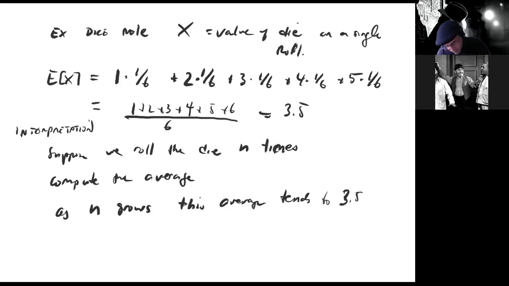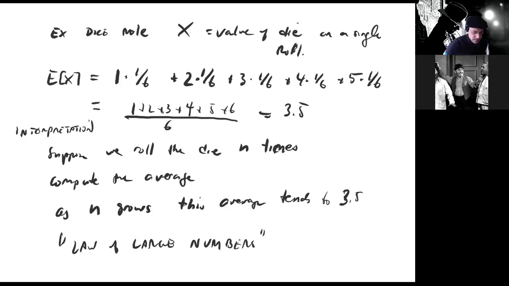That's what this is going to. This is actually a theorem. It's called the law of large numbers. We will get back to that later in the course. So that's one way to interpret what that 3.5 is. Okay.